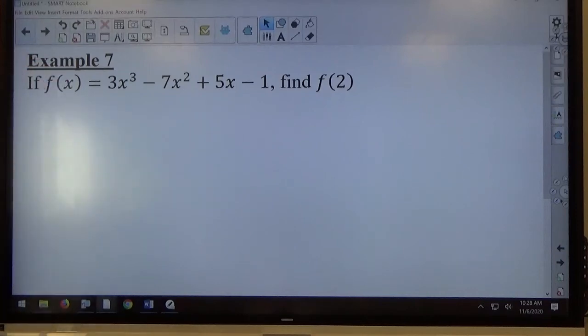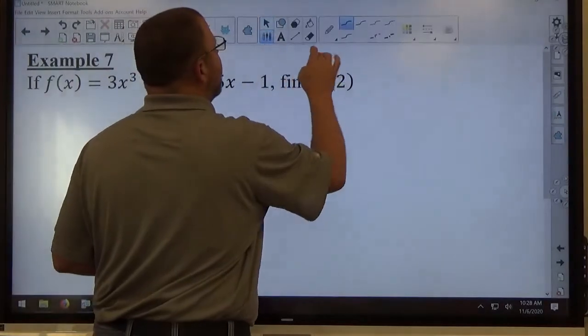All right, so example 7, this is our last day of chapter 3-4, by the way. I'm asking you to find f of 2 if f of x equals 3x cubed minus 7x squared plus 5x minus 1. We haven't been doing a lot of functional notation in this book recently, so I just want to get you back in the field of functional notation.